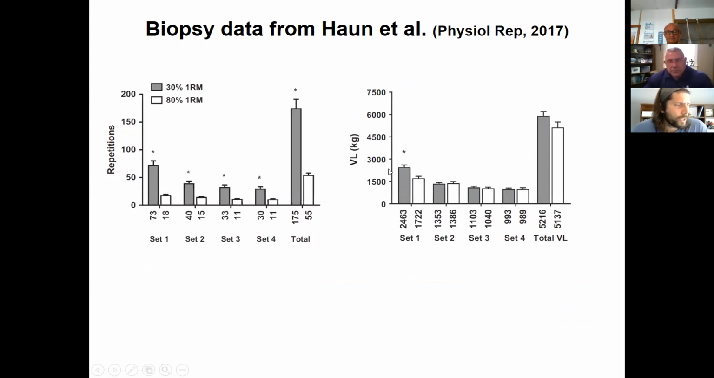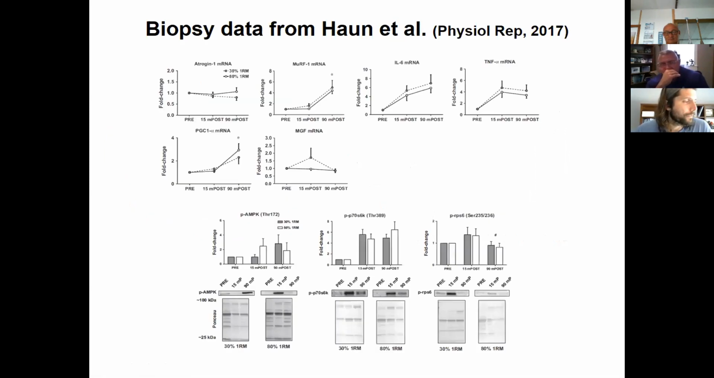And this is the volume load. What is interesting is this sort of agrees with Nate Jenkins' data. Even though you do many more repetitions with light load training, at the end of the day, looking at the total volume load or total weight lifted, it seems to be roughly equivalent, right? Whether you train to failure heavy or light, you're going to lift the same amount of weight, typically.